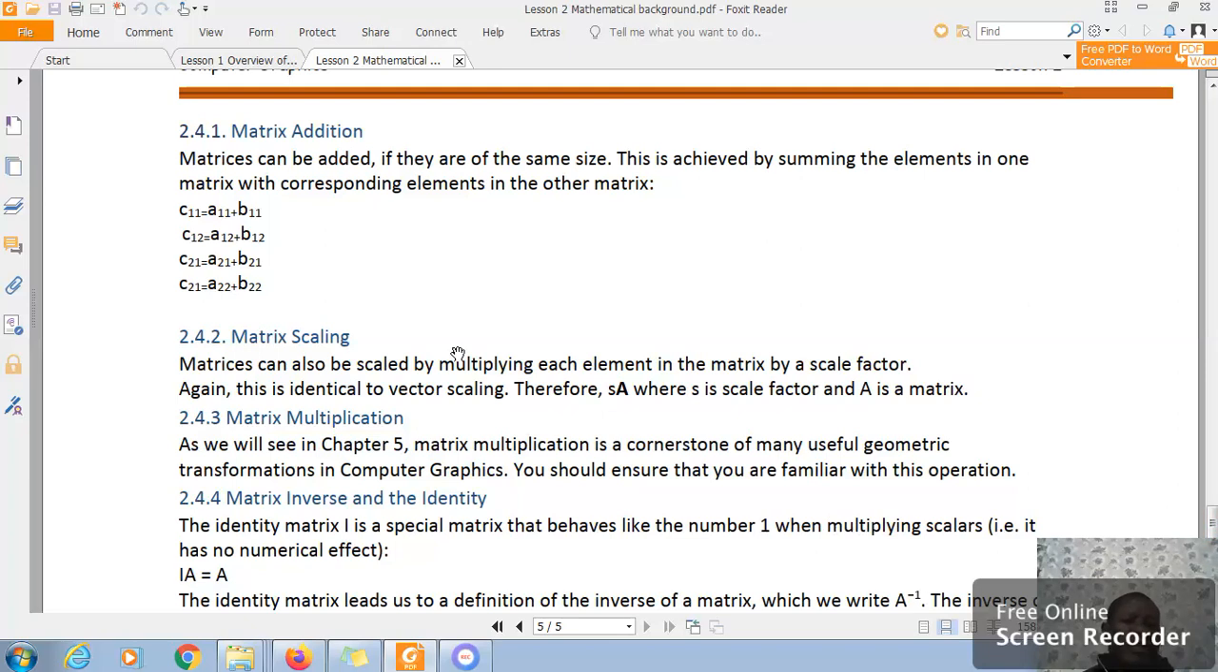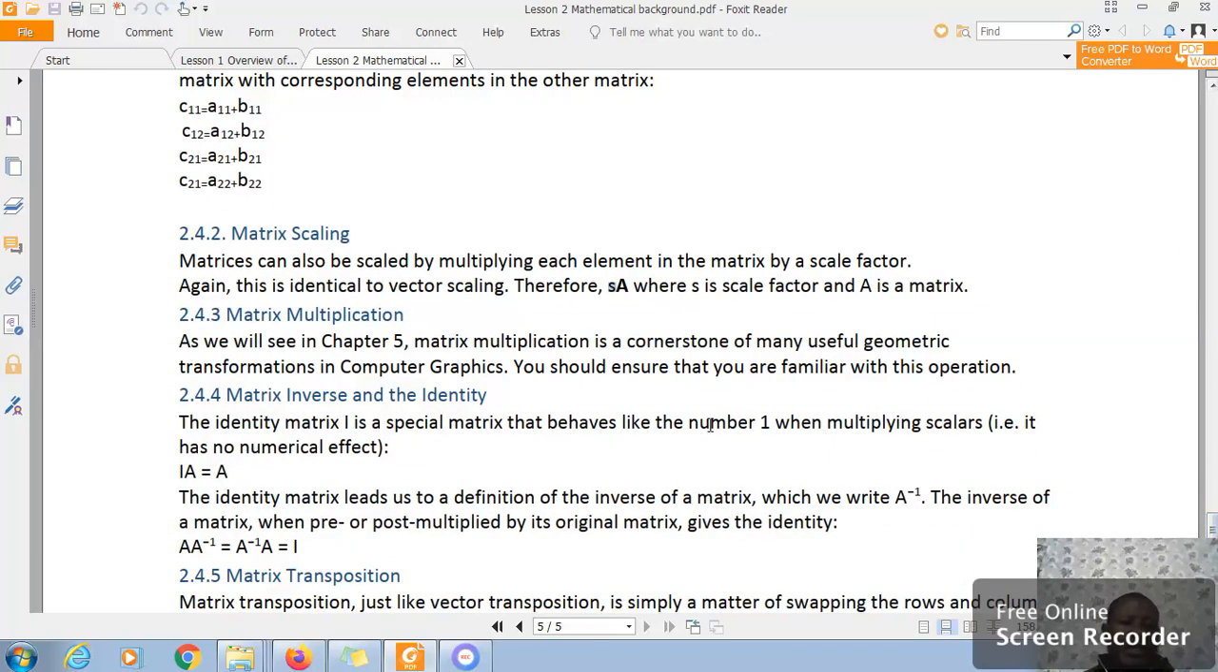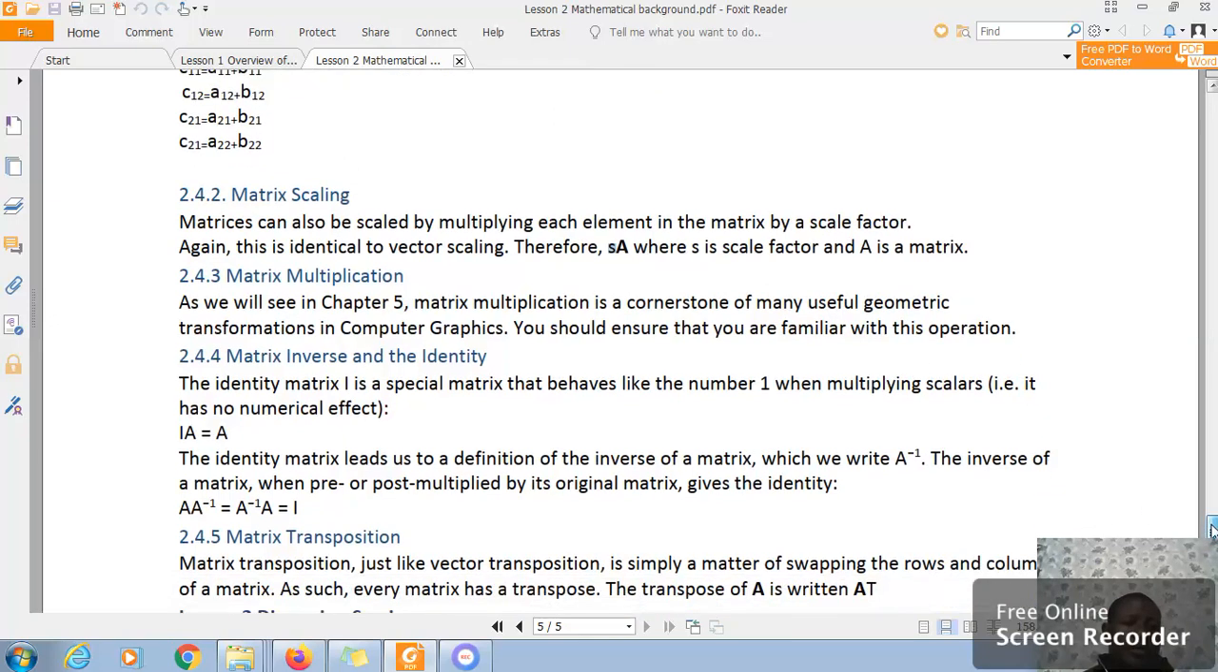If we want to scale again, we multiply each element, like we did for vectors, with the scaling value. In this case, denoted as S. We denoted it earlier on as lambda. Multiplication, as you're going to see in chapter 5, matrix multiplication is a cornerstone of many useful geometric transformations in computer graphics, and it is important that we be familiar with this operation. We're going to have a look at it.